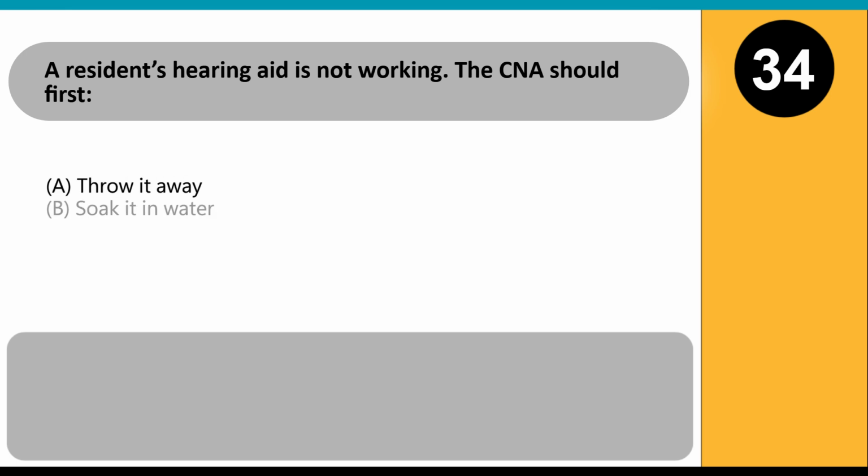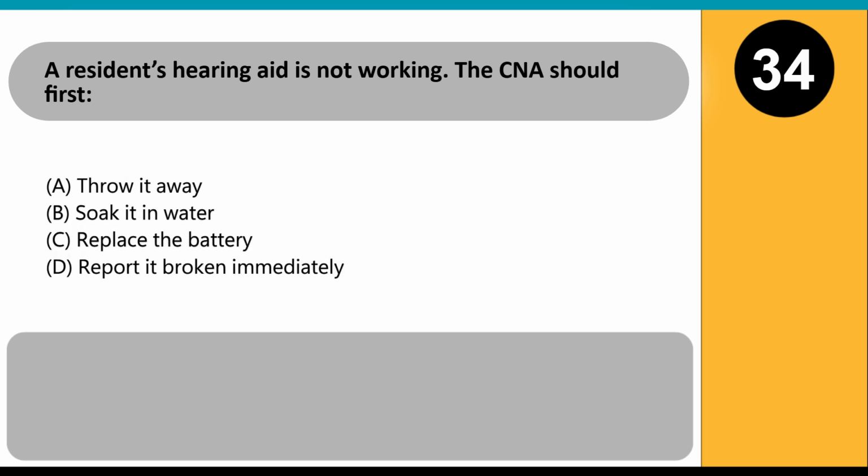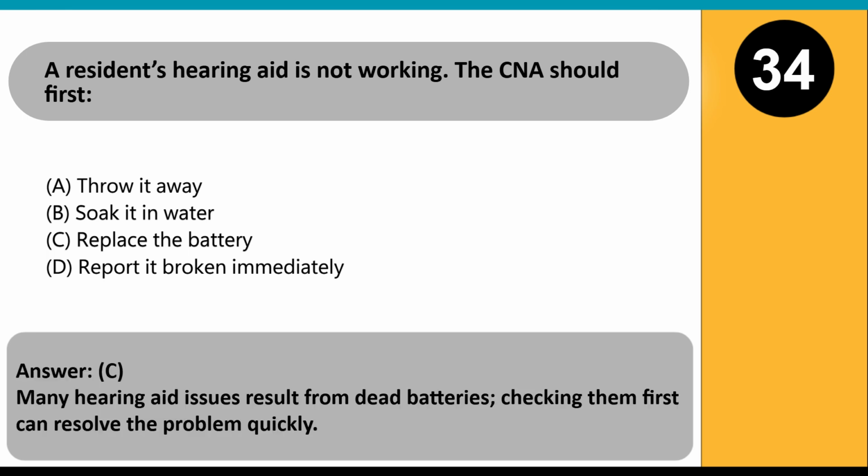A resident's hearing aid is not working. The CNA should first: A. Throw it away. B. Soak it in water. C. Replace the battery. D. Report it broken immediately. Answer C. Many hearing aid issues result from dead batteries. Checking them first can resolve the problem quickly.